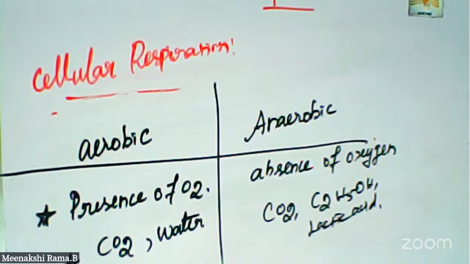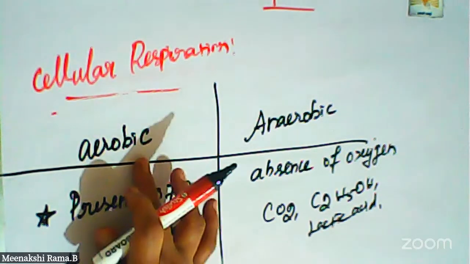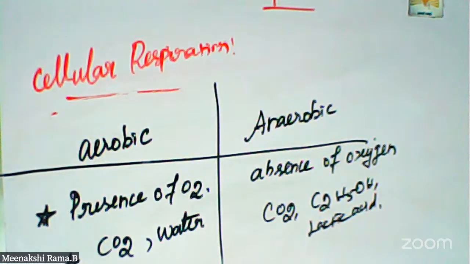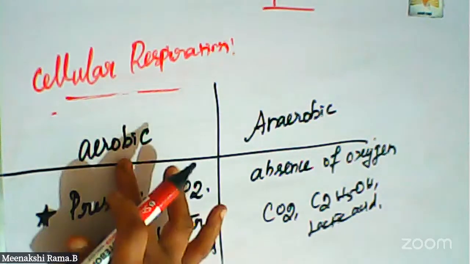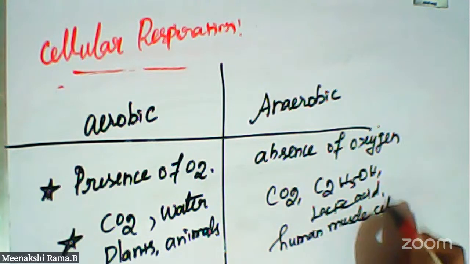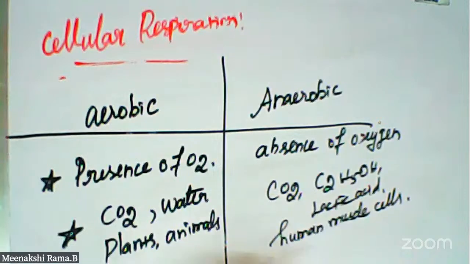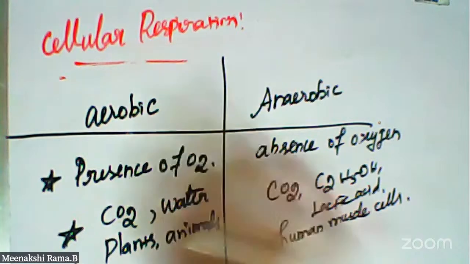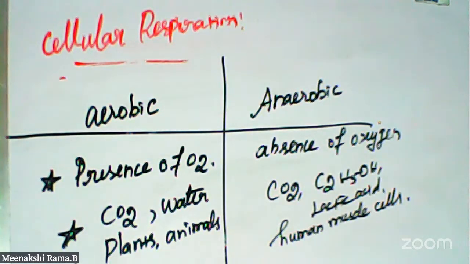And where do these occur? Examples of aerobic respiration are higher plants and animals; plants and animals follow aerobic respiration. Anaerobic respiration occurs in human muscle cells; human muscle cells follow anaerobic respiration. So this is the third difference between aerobic and anaerobic respiration.